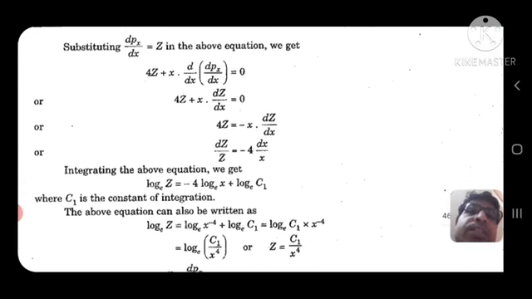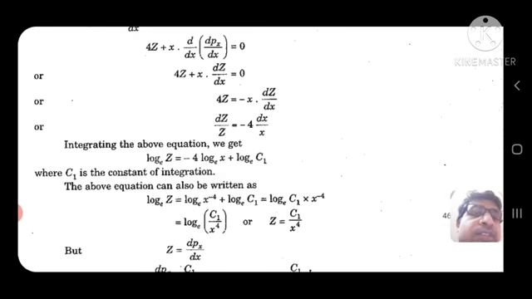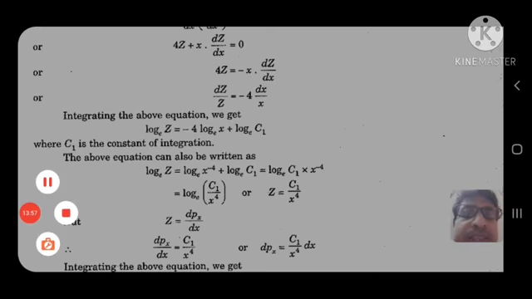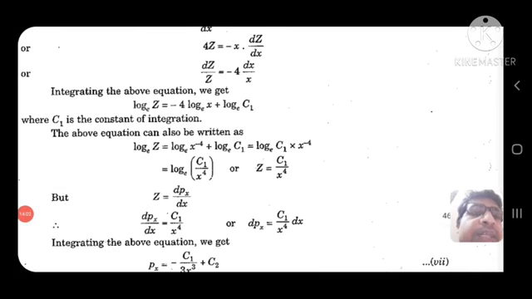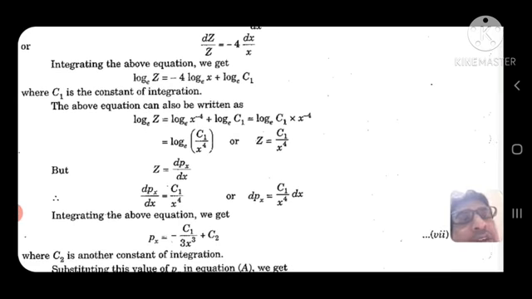Now substituting dpx by dx equal to z in the above equation, we get 4z plus x dz by dx equal to 0. So 4z equal to minus x dz by dx, so dz by z equal to minus 4 dx by x. Integrating the above equation, we get log z equal to minus 4 log x plus log c.